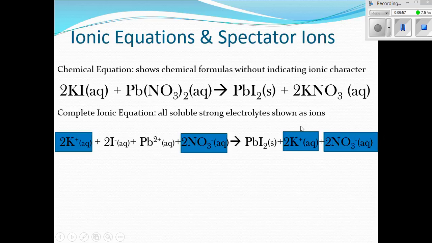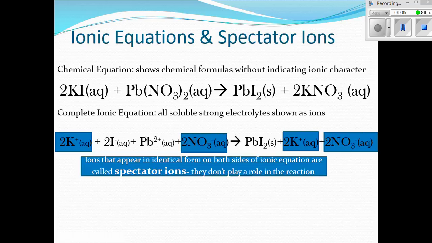If you notice, on the reactant side and on the product side, some of the ions are repeated, and they're repeated as ions. That's the key here. These are called spectator ions. They don't actually play a role in the reaction.